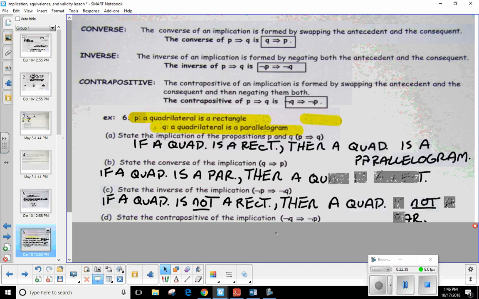There's one thing you're forgetting. Remember, what's that little sideways L? Starts with the N. Okay. So the negation. So we want to say if a quadrilateral is not a parallelogram, then a quadrilateral is not a rectangle. Perfect, perfect, perfect.